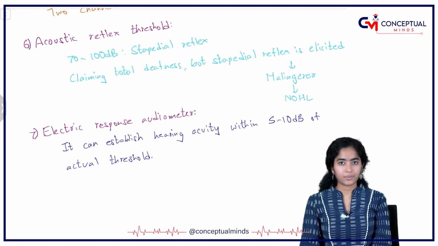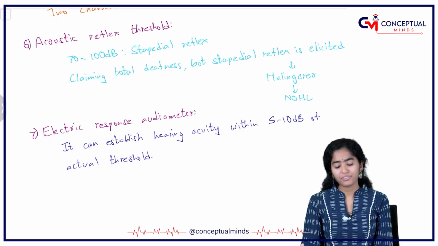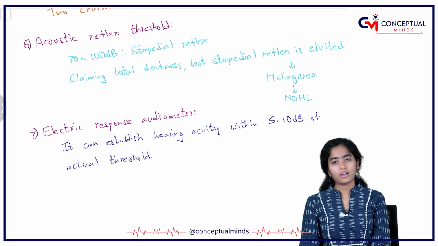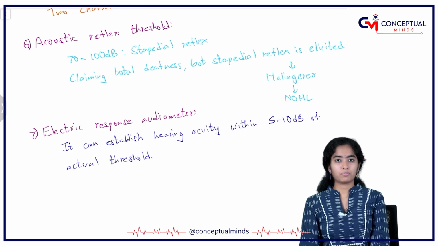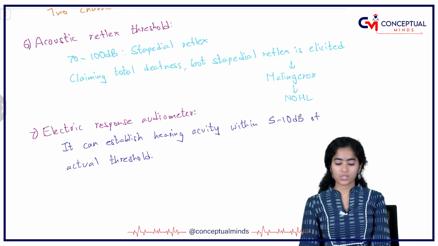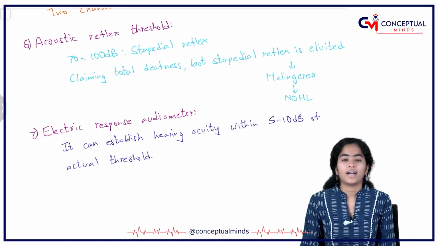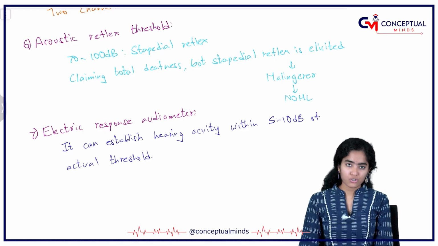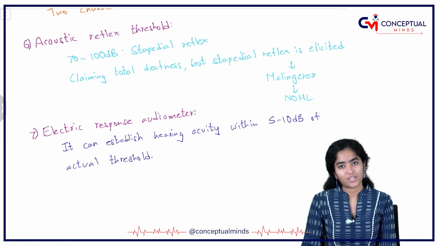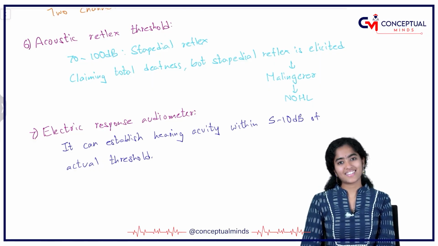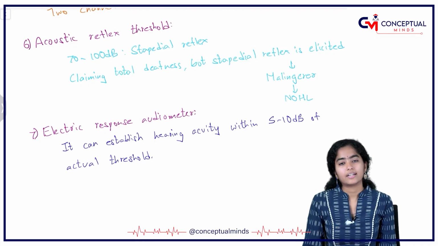he is malingering. And finally, we have electric response audiometry, which can measure the hearing acuity in a range of 5 to 10 decibels of the true values. It's also an objective test and the final test. With this, we can identify malingerers. We can differentiate between truly deaf patients and malingerers. And this is about non-organic hearing loss.